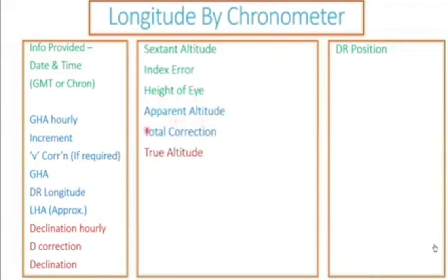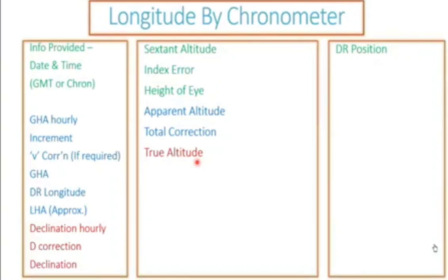With the apparent altitude, we can now enter into the almanac and obtain the total correction for the body. We are familiar with the total correction table of sun, stars and planets as well as moon. So we apply the total correction to the apparent altitude, and once applied, it gives us the true altitude of the body. So this is step 2. We obtain the true altitude of the body.